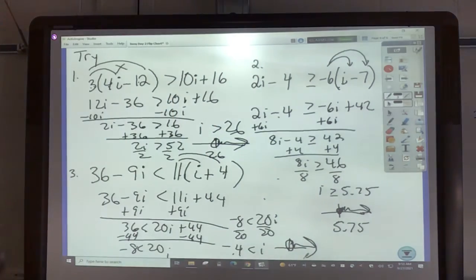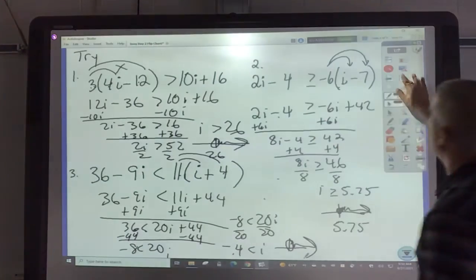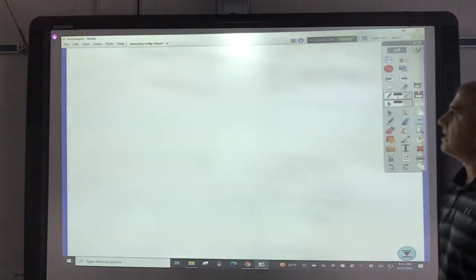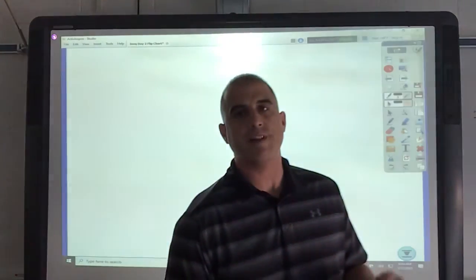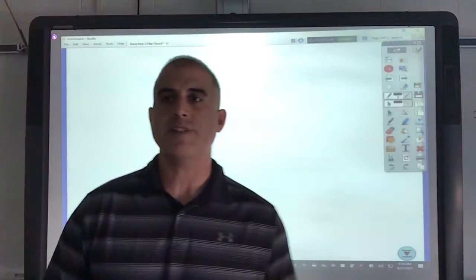Okay, so that is lesson 2 on inequalities. Make sure you always move that smallest variable. It's going to save you from making mistakes with negatives.